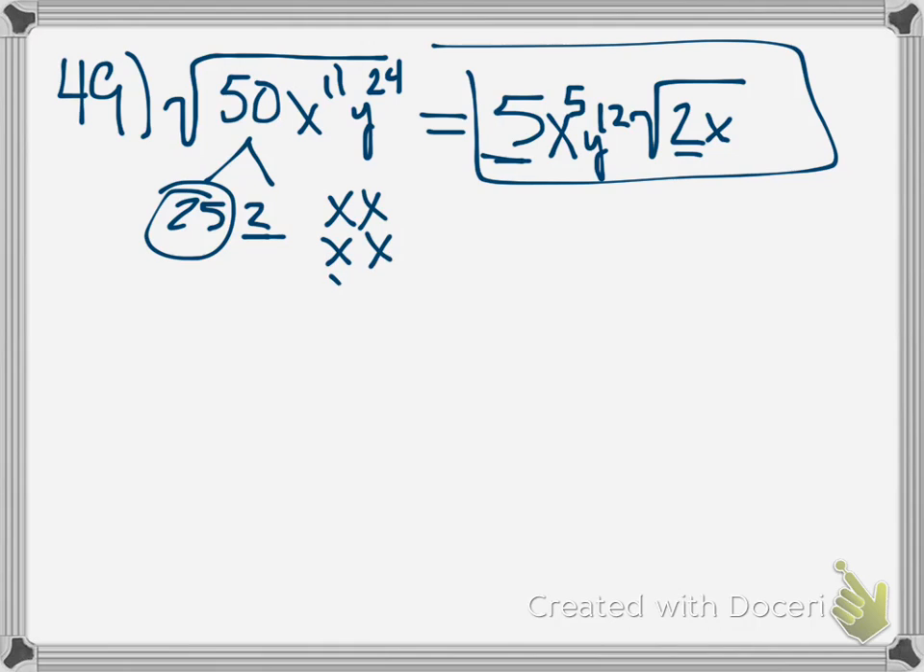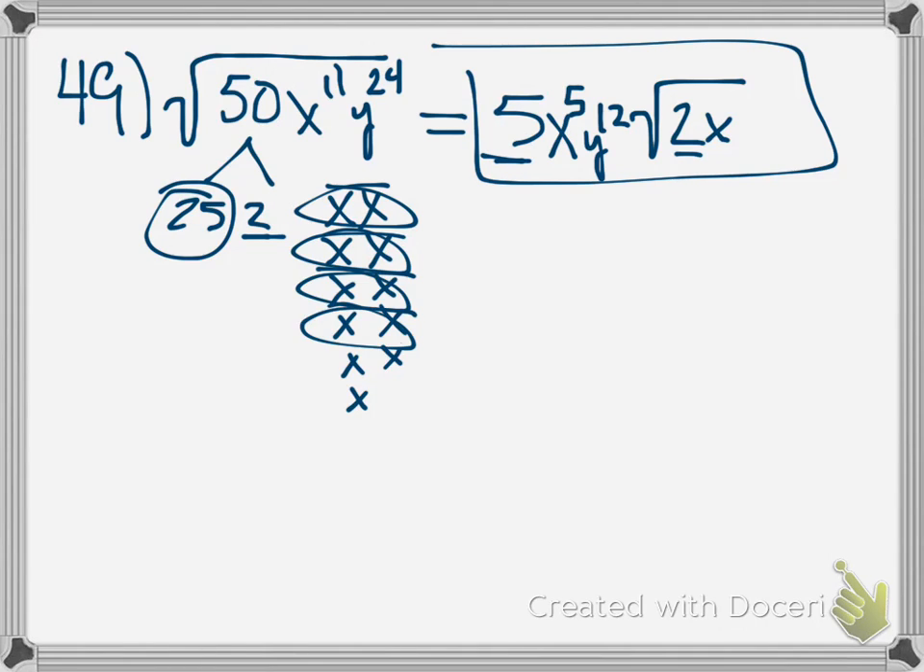Okay, if you need another way to get the exponents for ones that don't divide evenly, you can write out every single x. So they're saying there's 11 x's, and I can circle 5 groups of x's. That would tell me that's x to the 5, with one little x left over, so that's the one that stays inside the radical. Okay, so that's another way to approach these problems.